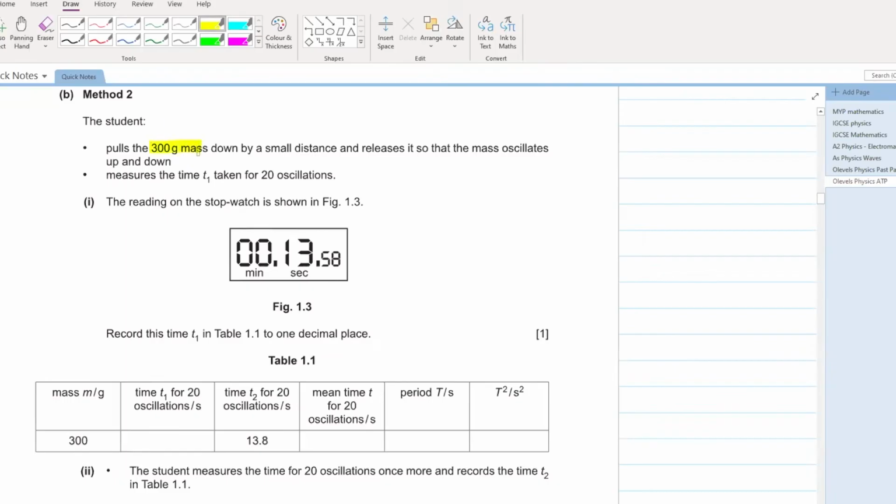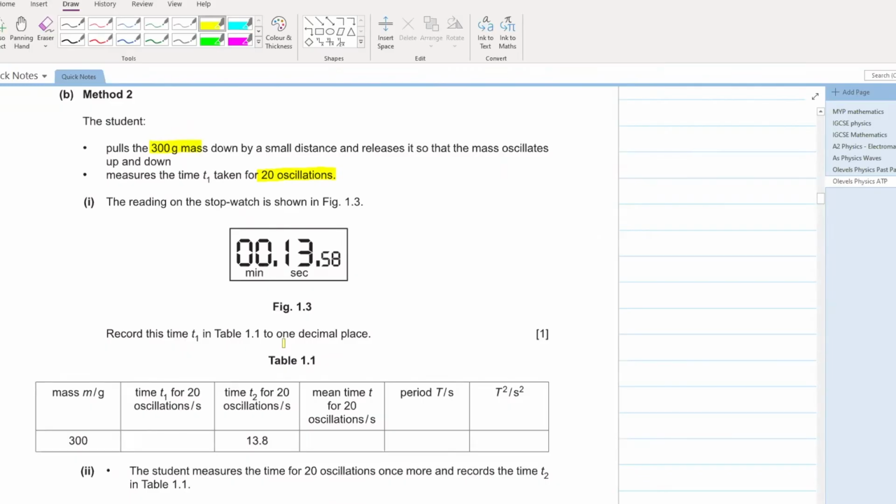He is pulling down the 300 gram mass so that it oscillates up and down. Perfect. Measure the time t1 for 20 complete oscillations. The student is measuring the time for 20 complete oscillations as you can see here. Perfect. Record this time t1 in table 1.1 to 1 decimal place.